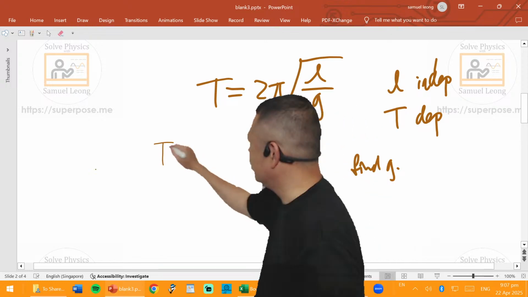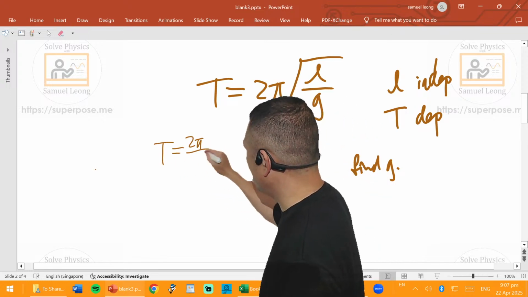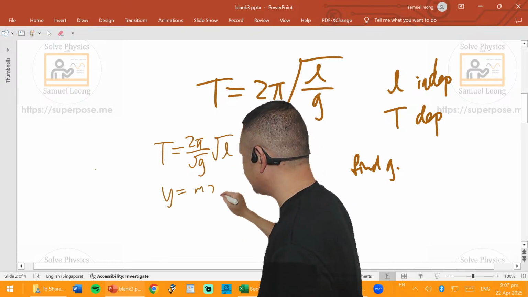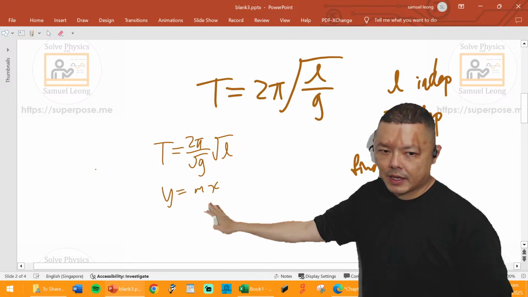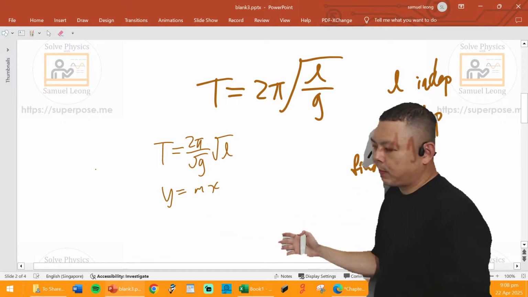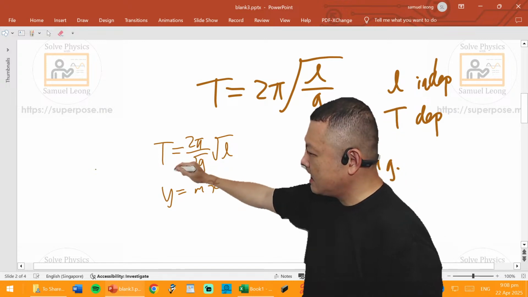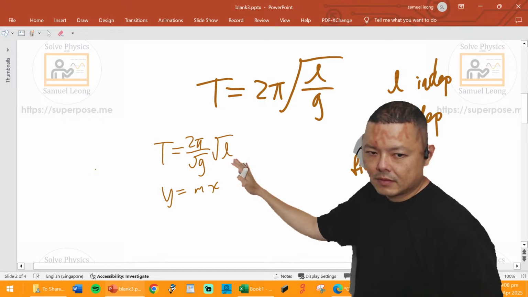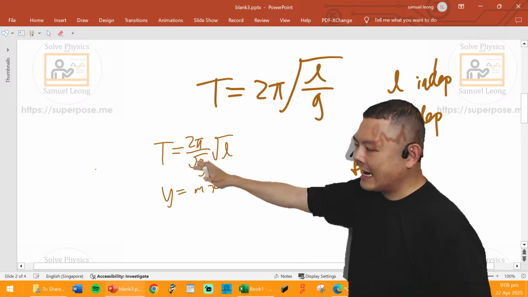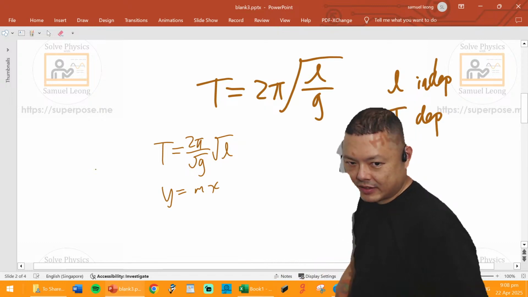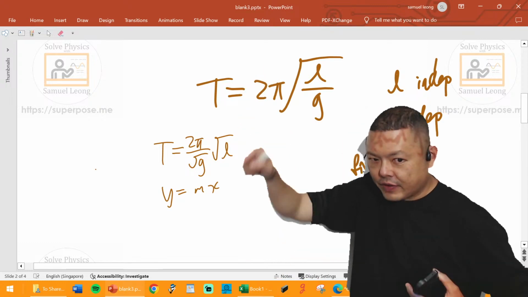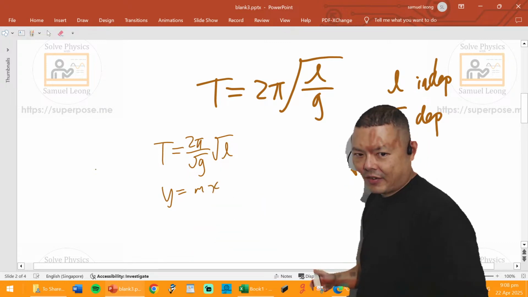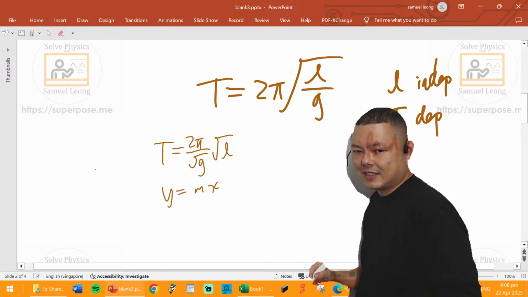So one version is this. You do T equals 2 pi over square root G, then square root L. This is in the format of y equals mx. Do you see that? So what are you supposed to plot then? You're supposed to plot T versus square root L, and then the gradient is 2 pi over square root G. That means once you get the gradient of your graph, you're supposed to back calculate and get G from that gradient. Okay?